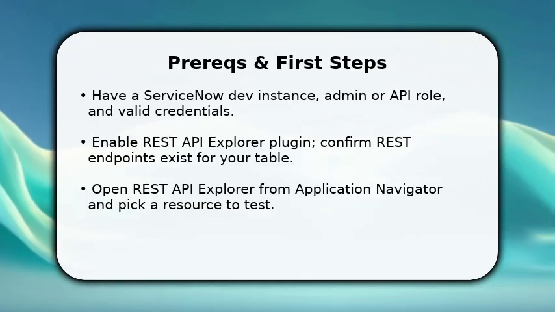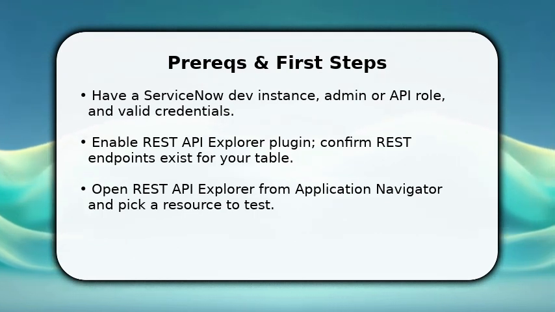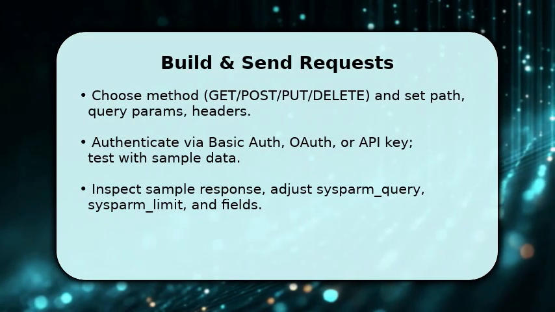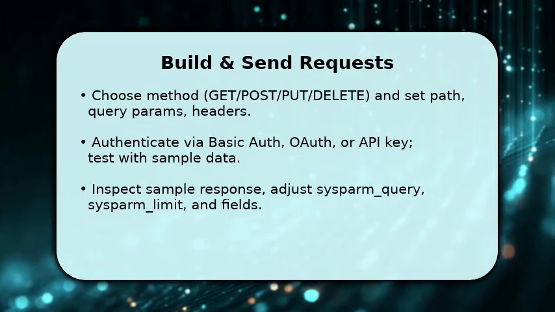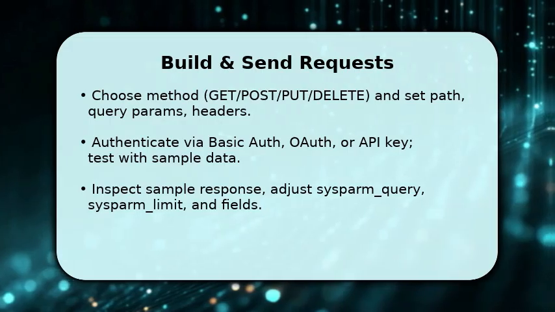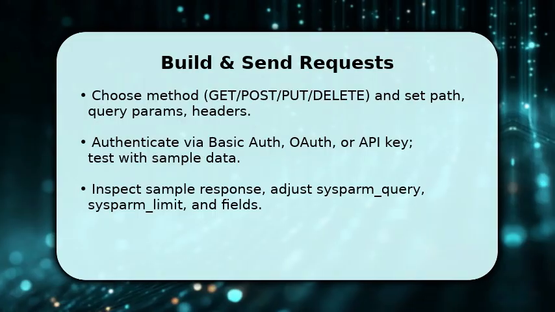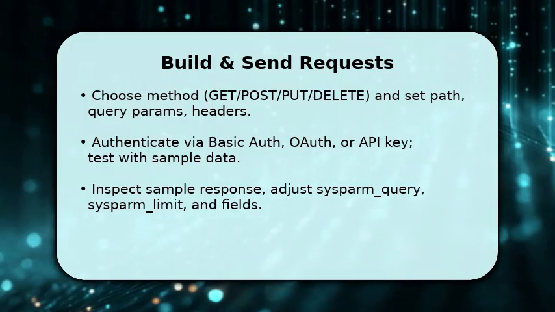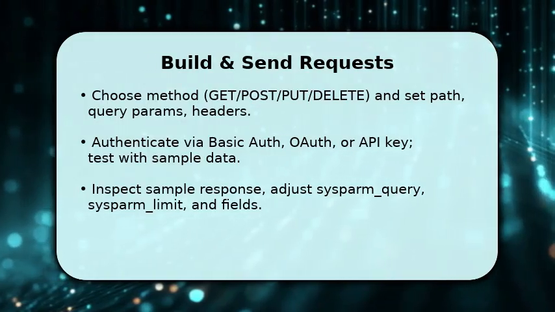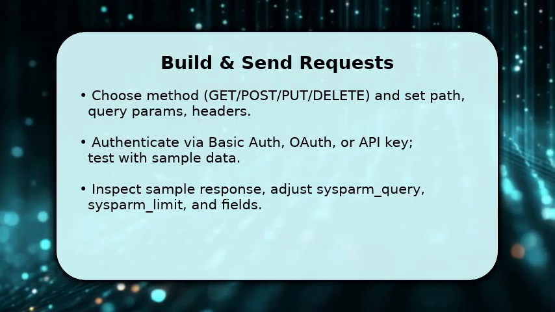Make sure to choose Get first to preview available fields and responses, so you know what the API returns. Now you construct the call. Pick the method: GET to retrieve, POST to create, PUT to update, DELETE to remove, and populate the resource path. Add query parameters like sysparm_query and sysparm_limit to shape results, and set headers such as Accept and Content-Type. Authenticate using basic, OAuth, or a token, input credentials, and retest.